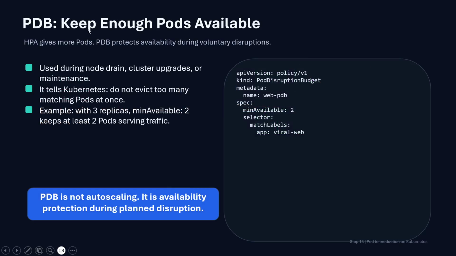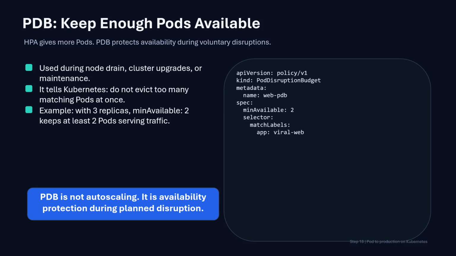Okay, the next, let me go to the PDB. PDB means HPA gives more pods. PDB protects availability during voluntary disruption. So during cluster operation activities, suppose you are repaving your cluster and all. During that time, HPA will not make sure that all the time 3 replicas will run or 2 replicas will run.